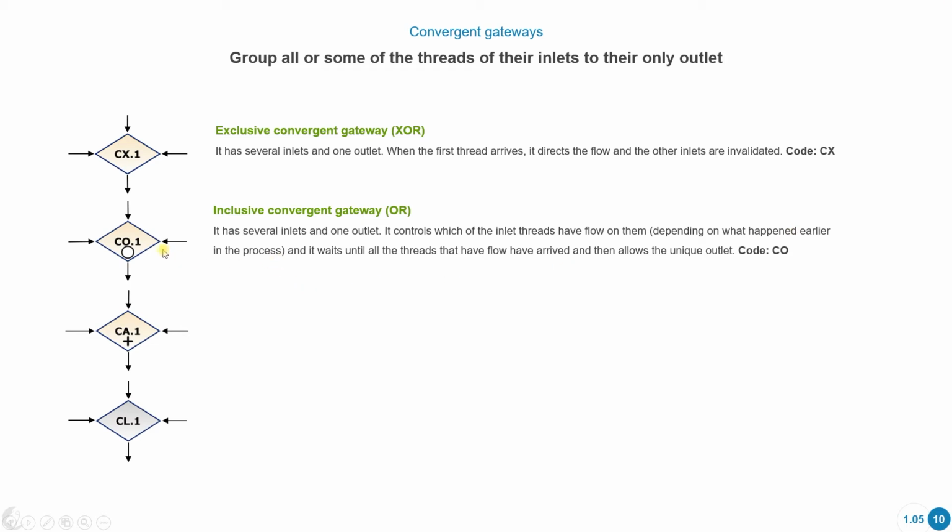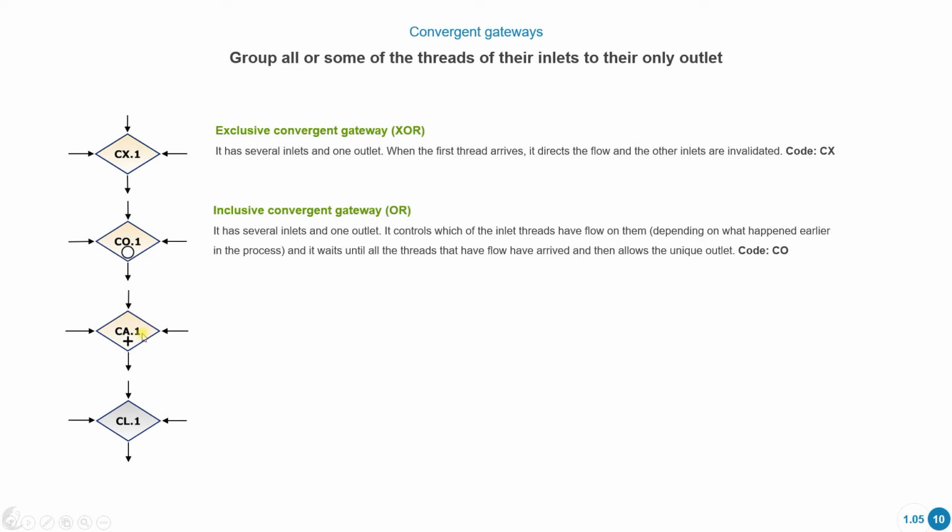It knows what's happening in the process, and it's going to wait for all the inlets it has to wait for. So it's going to know, okay, I only have to wait for one. So when that thread arrives, it's going to allow the flow to continue. But if it knows that all three threads should arrive, well, then it's going to wait for all three of them. So the first one arrives, it doesn't continue. The second one arrives, it doesn't continue. The third one arrives, and then it does continue. It does allow the flow to continue. So this one, I remember it as the smart gateway.